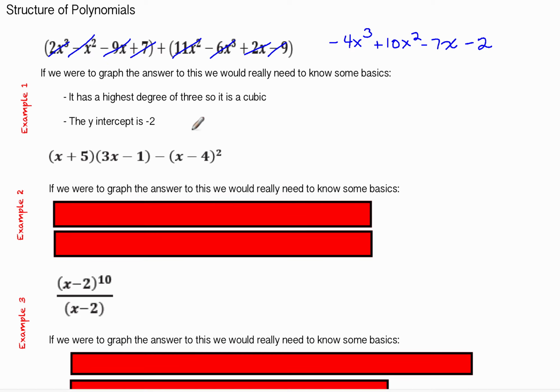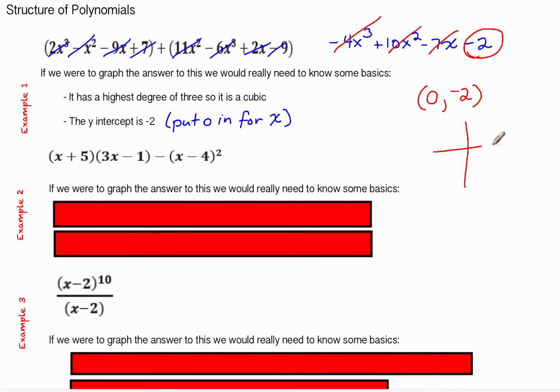Y-intercept means we put 0 in for x. And what do we get? Right? If we put 0 in for x, it makes everything go away, meaning that if we put 0 in for x, our y value is -2. So that way now, when I go to graph it, I have a general idea very quickly.